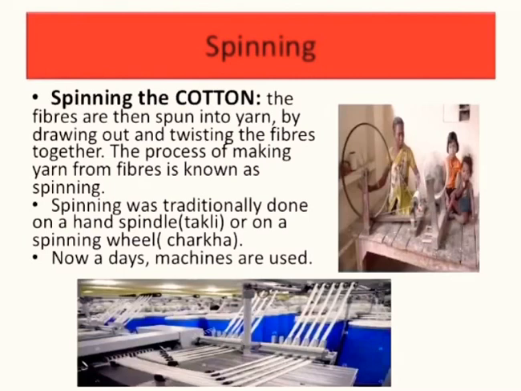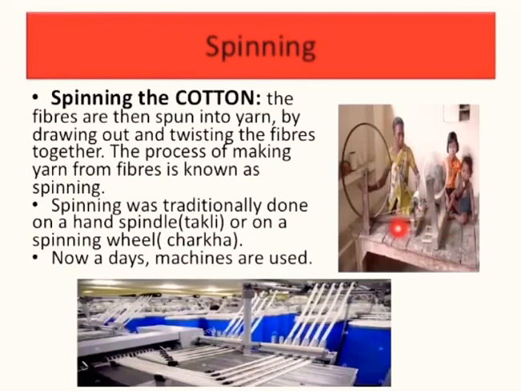Now the next process is called spinning. The fibers are then spun into yarn by drawing out and twisting the fibers together. The process of making yarn from fibers is known as spinning.